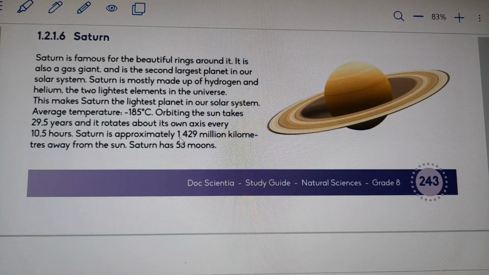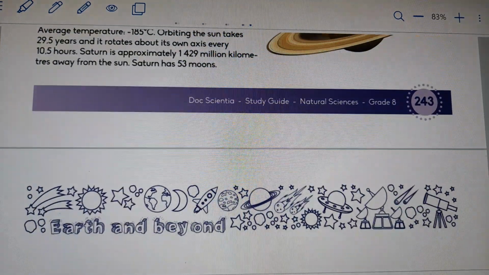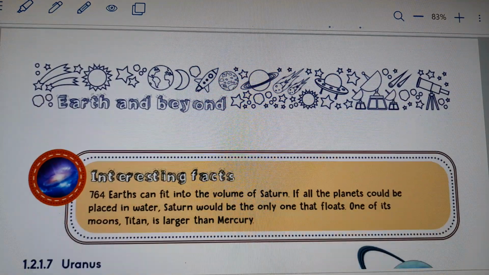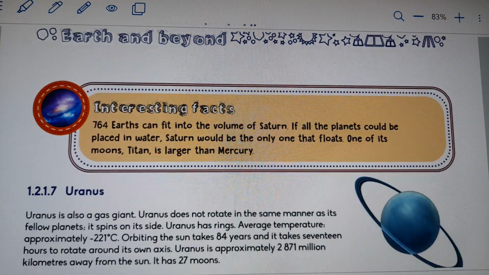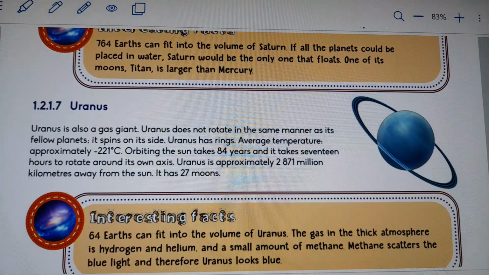Saturn is approximately 1,429 million kilometers away from the Sun, and it has 53 moons. So Jupiter still leads with 63 moons. Saturn has got 53 moons. And let's move to, what number are we now? Is it number 7? Yes, this is number 7.